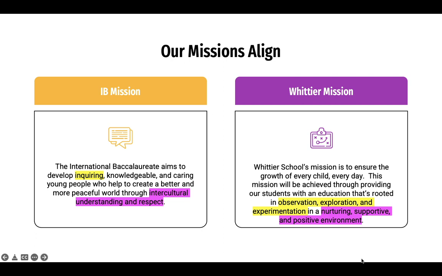Whittier's school mission aligns to the IB mission statement. As you can see, both of our missions aim to develop critical thinkers and 21st century minds that are able to succeed in a global society. Whittier's mission statement was developed with our shift to concept-based learning in mind. Our students will inquire into their educations through observation, exploration, and experimentation. We will develop intercultural and respectful learners by providing a nurturing, supportive, and positive environment for our students.